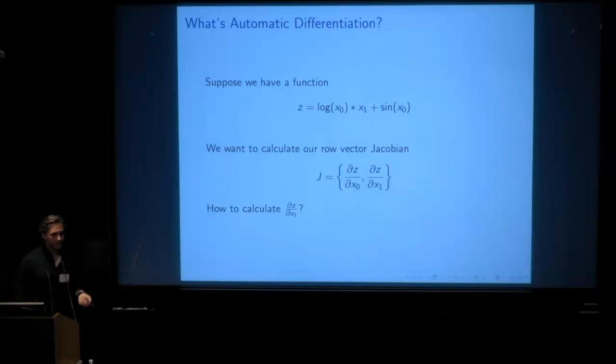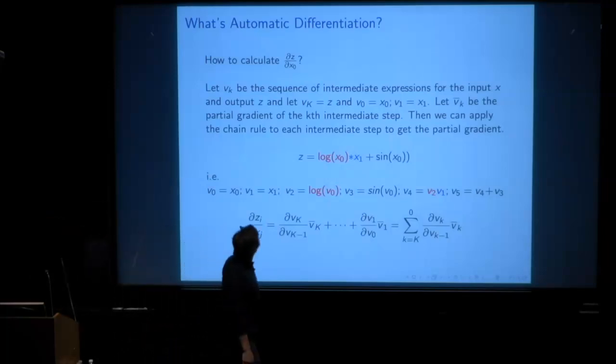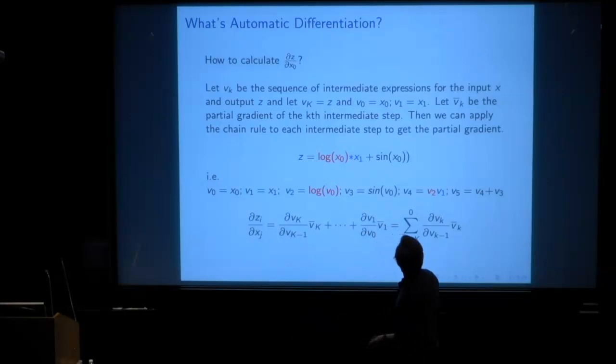And if I had to get a pen and a piece of paper and actually calculate the partial with respect to x0 and the partial with respect to x1, I would just take this equation and keep applying the chain rule until I finally got my end result of x0 and x1's partial derivatives. And we can take that concept and put it into a computer. Lot of words in this slide. But we can let v sub k be part of a sequence of intermediate expressions for the input x and output z.